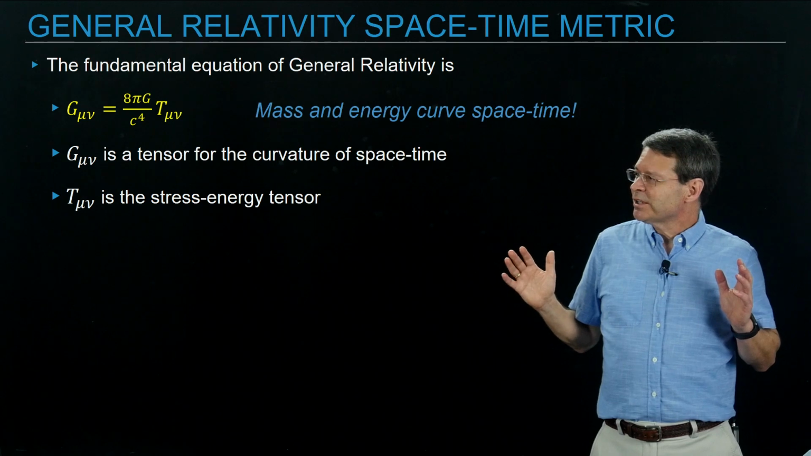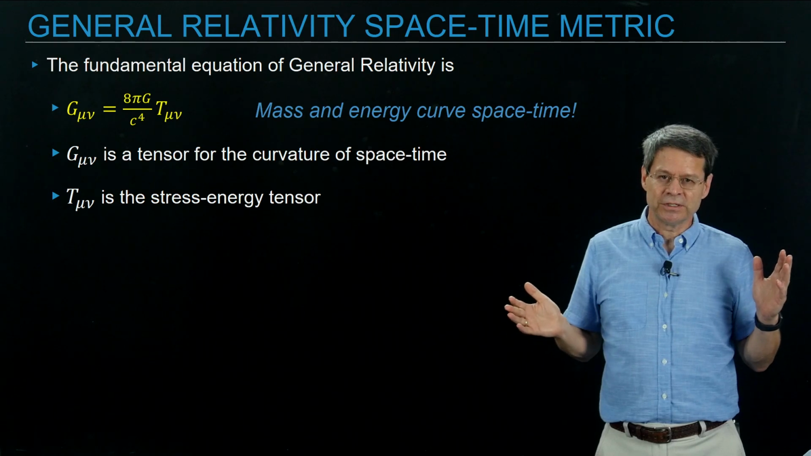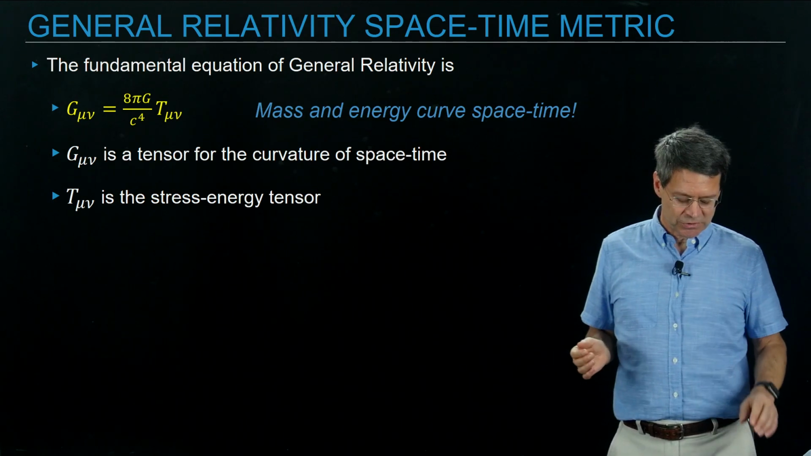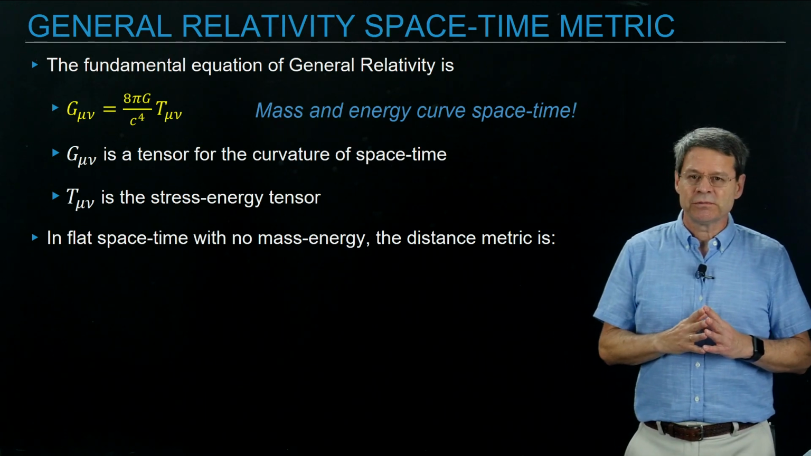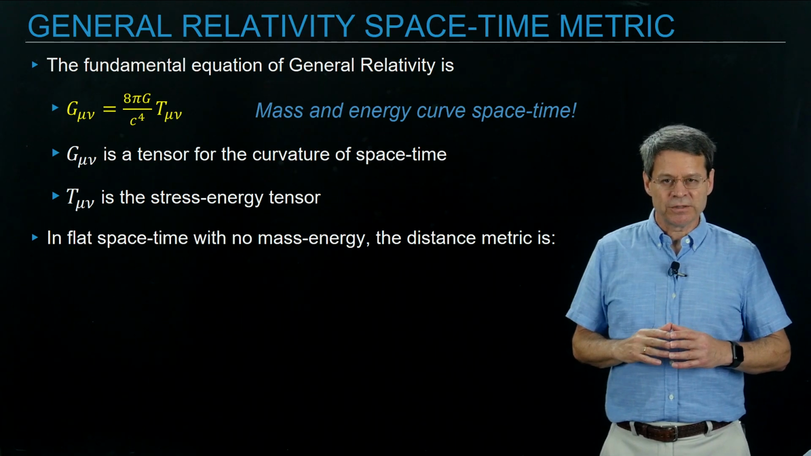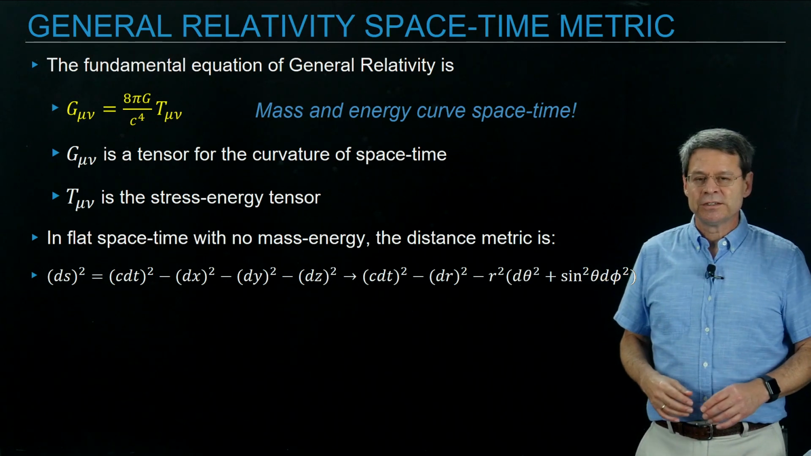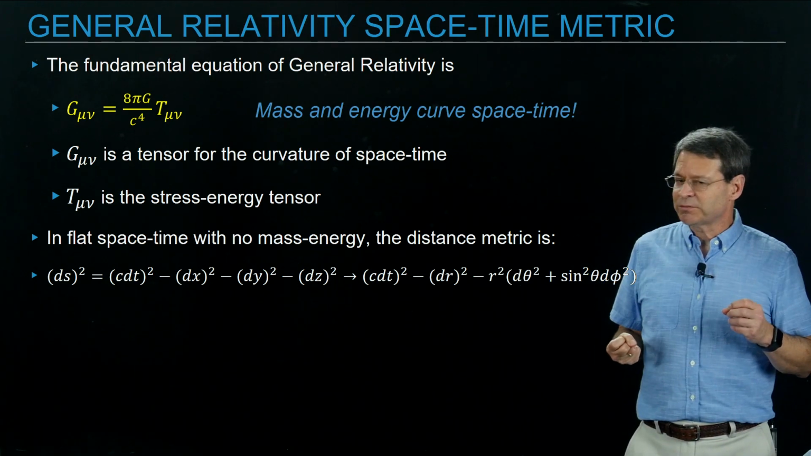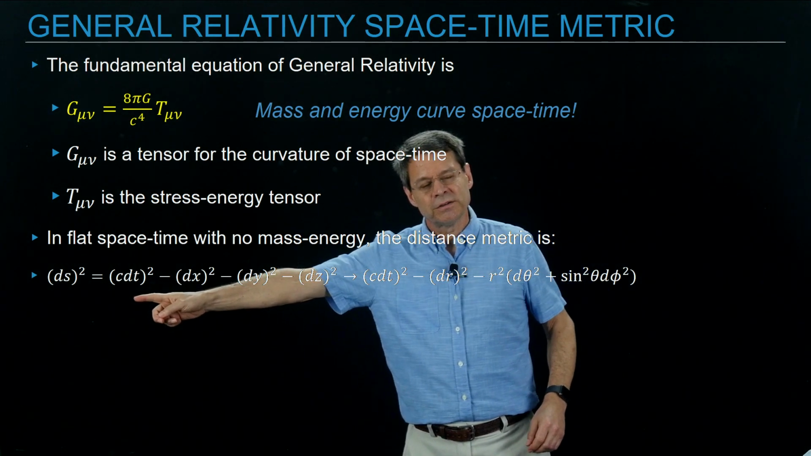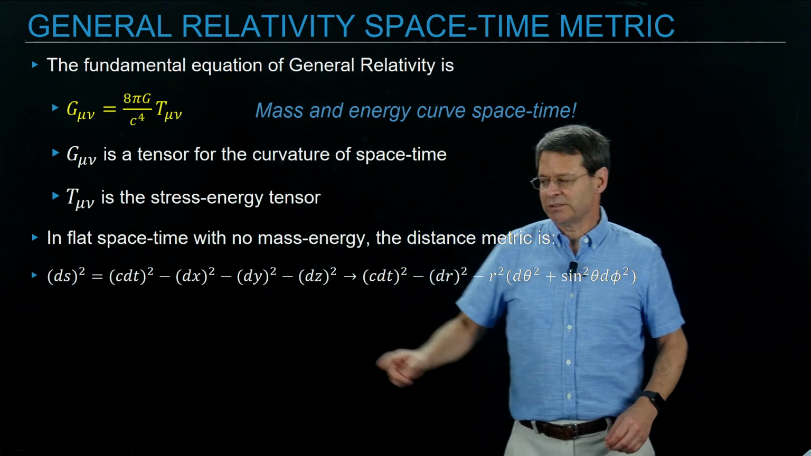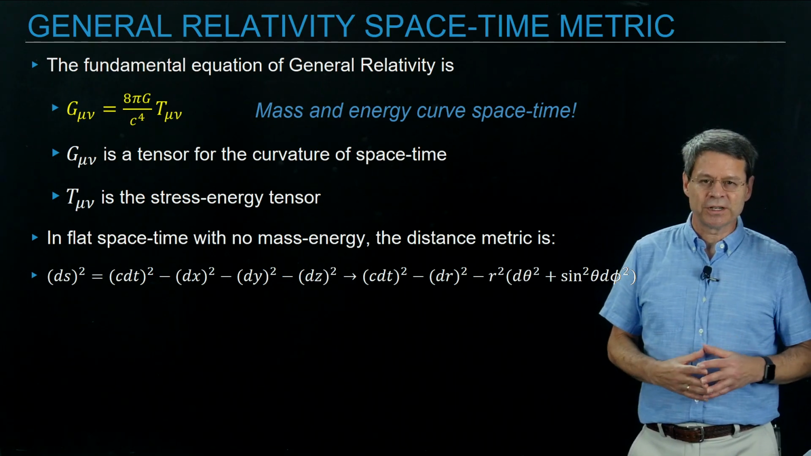But let's talk about the qualitative effect, which is mass and energy in Einstein's general relativity curve space-time. It's a geometrical effect. Now, without any mass or energy, we have flat space-time, and we've addressed that in special relativity actually already. And we can think of it that a Lorentz invariant space-time interval, ds squared, can be written as c dt squared, and then minus dx squared minus dy squared minus dz squared. That was our Lorentz invariant metric in four-dimensional space-time.